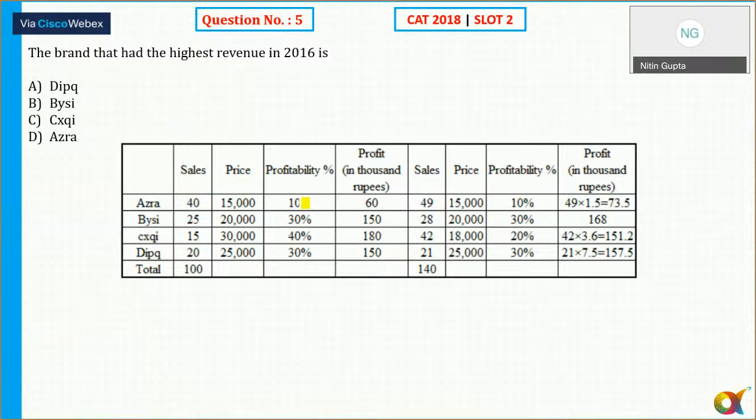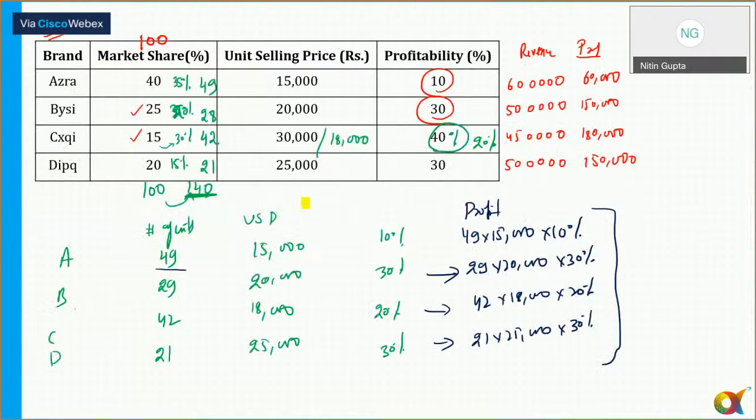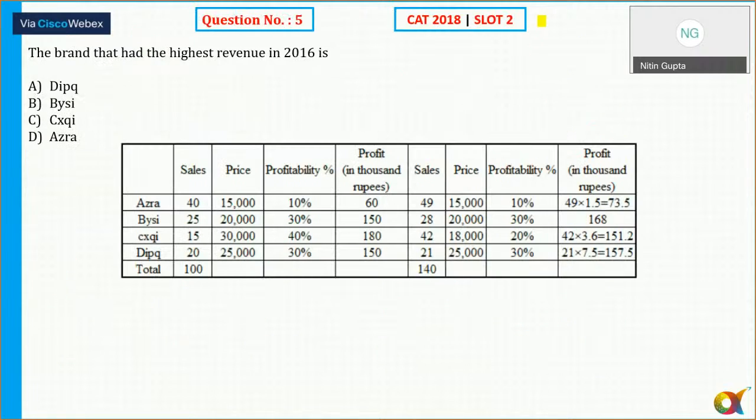So I think I have calculated the brand which has got the highest revenue in 2016. You can see that it is Ajra. In the table, that is not mentioned. We have calculated that this brand has got the highest revenue, 600,000, isn't it? So the answer will be option D, Ajra here.